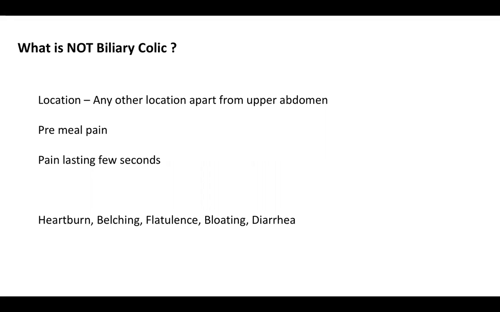So if you have pain which is not in the upper abdomen, for example, lower abdomen, suprapubic, right iliac fossa, left iliac fossa, this is not biliary colic. Now, some people can have pain in the left upper abdomen, that's the left hypochondrium, and this can be considered as atypical biliary colic only because of the bilateral innervation. Which means that the nerves that come from the superior mesenteric ganglia supply not only the right but also the left side. So that's the reason why sometimes parietal pain can also be experienced on the left side.